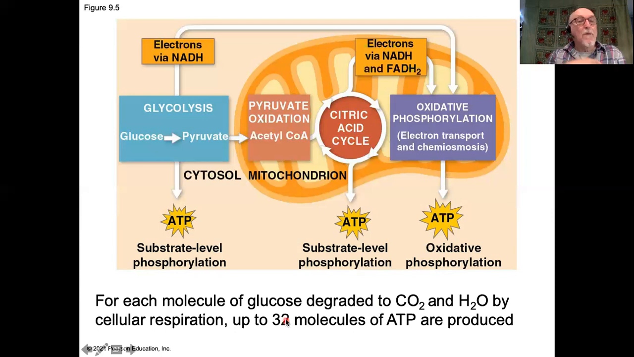And what we're going to end up with at the end of all of these processes is up to 32 molecules. In bacteria, sometimes even higher, it can go up as high as 38. In eukaryotes, it's usually around 32. There's some variability. But remember this number, 32. Just get that in your head as the standard. For one molecule of glucose, we produce 32 molecules of ATP. That's a good average to remember.